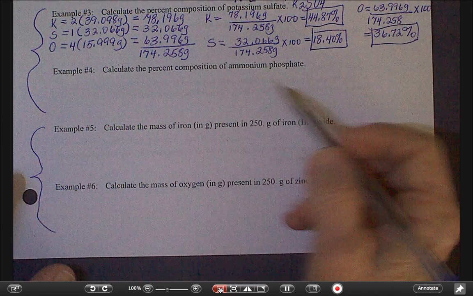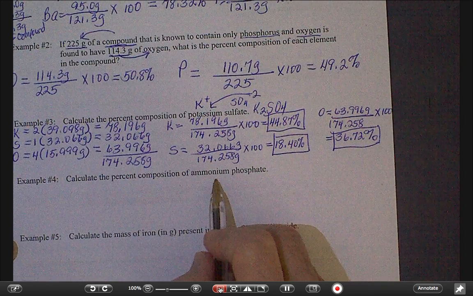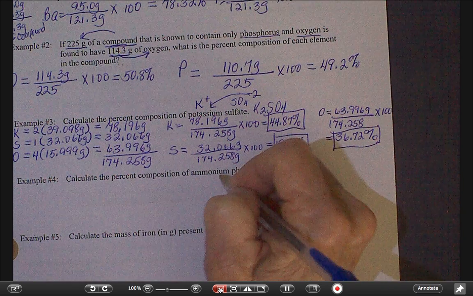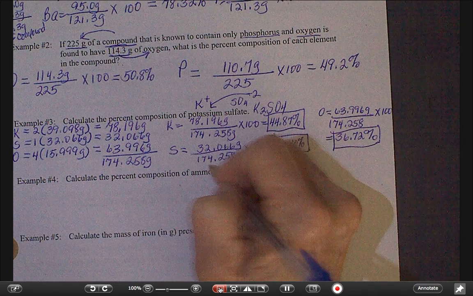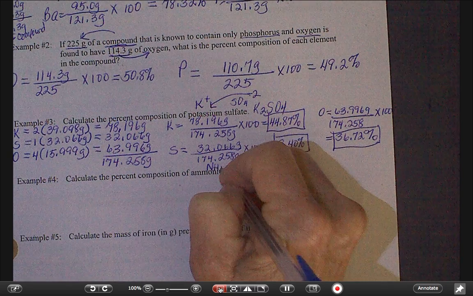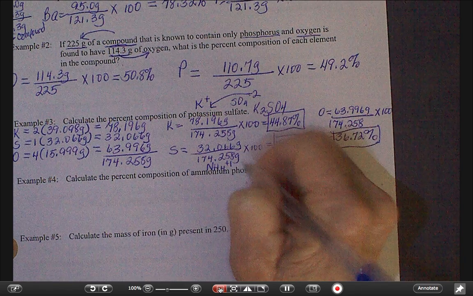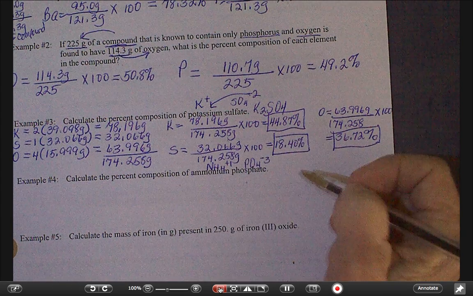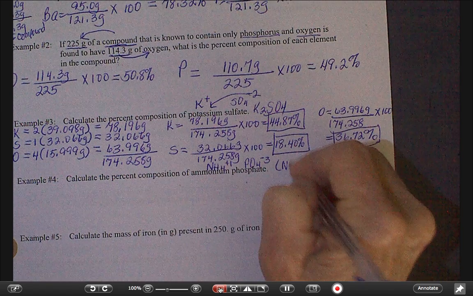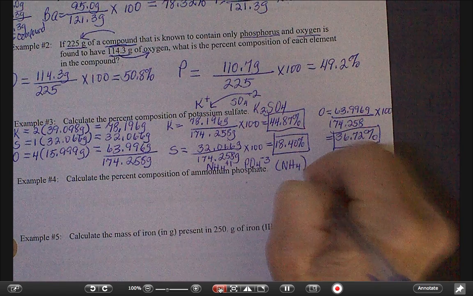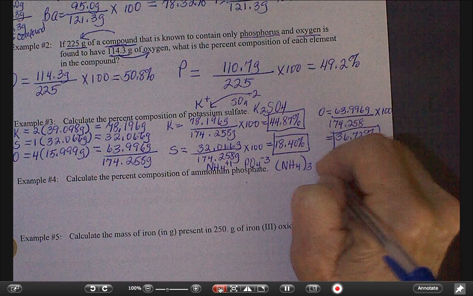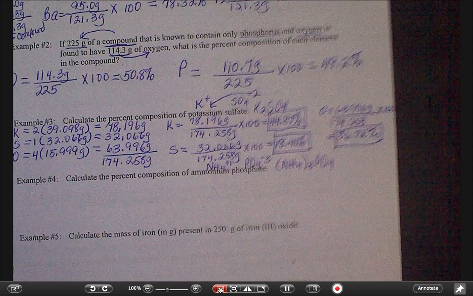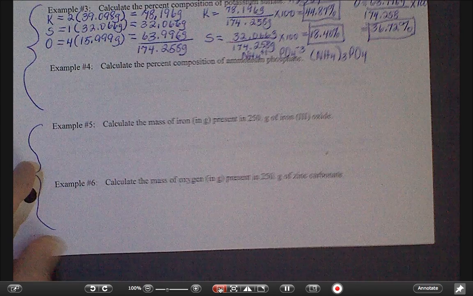What's the correct formula for NH? Let's do the formula right here in case I don't get back to this one. What is the polyatomic ammonium? NH4 plus 1. And phosphate? PO4 minus 3. Crisscross? NH4, 3, PO4. Yes? Okay, so there's your formula. All right, let's go down here and look at example 5.